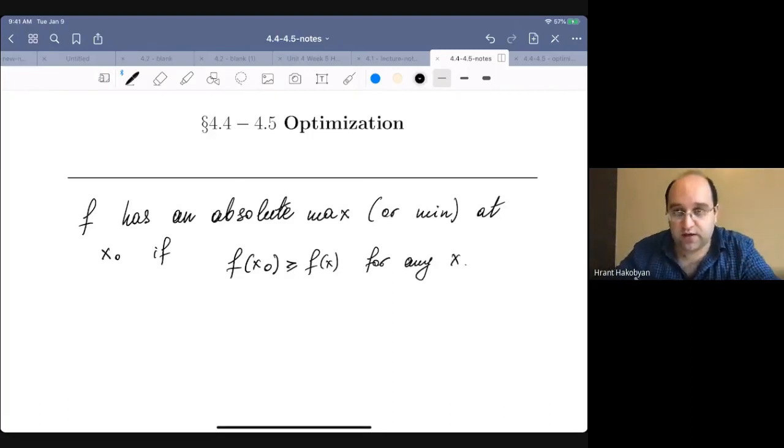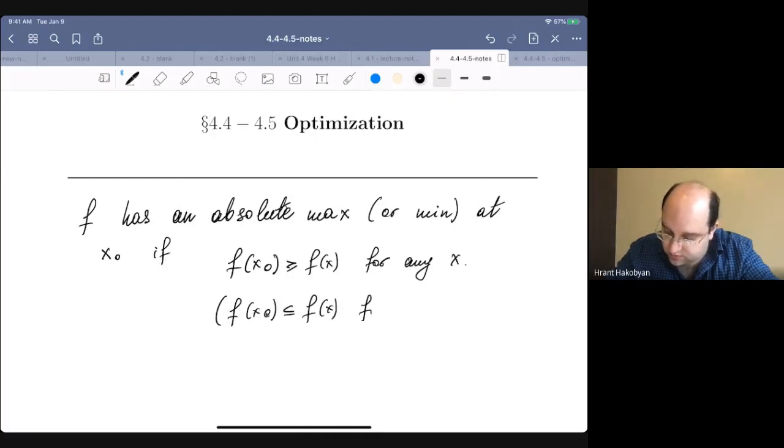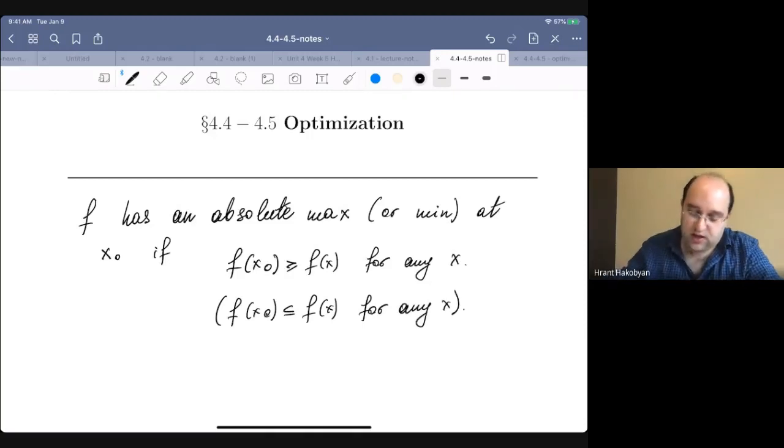Right, so for any other x, we have that the value at that particular x is less than the absolute maximum, and so minimum is the same thing, so I'm just going to write it in the parentheses here. f at x naught is going to be less than or equal than f of x. So again, for any x. Okay, so that's the meaning of absolute maximum and absolute minimum.